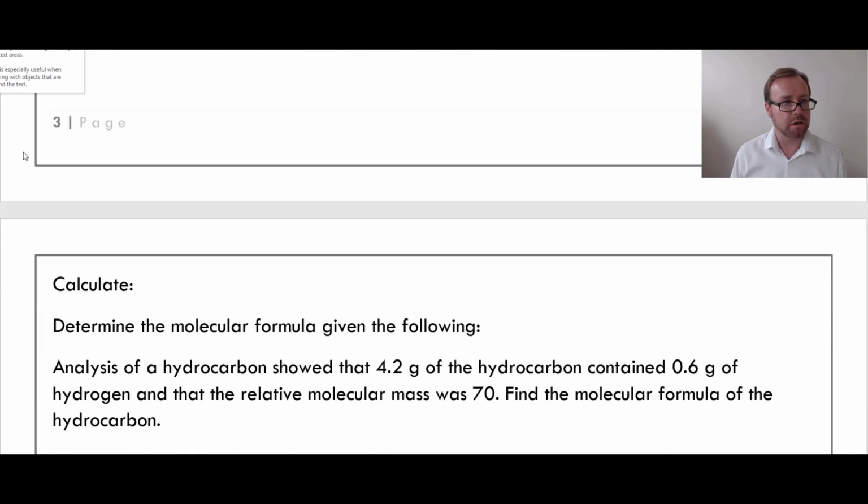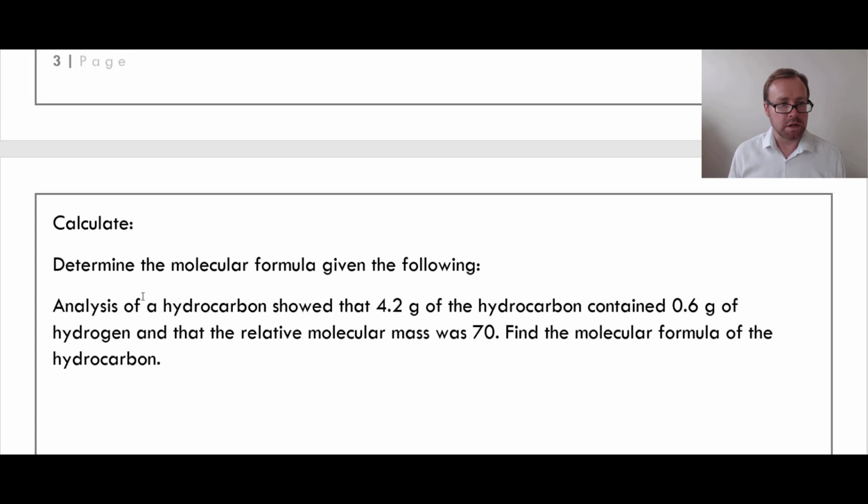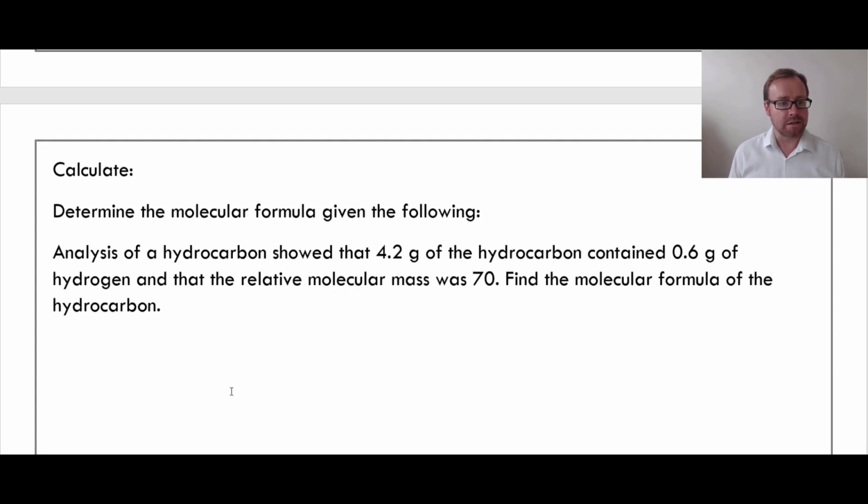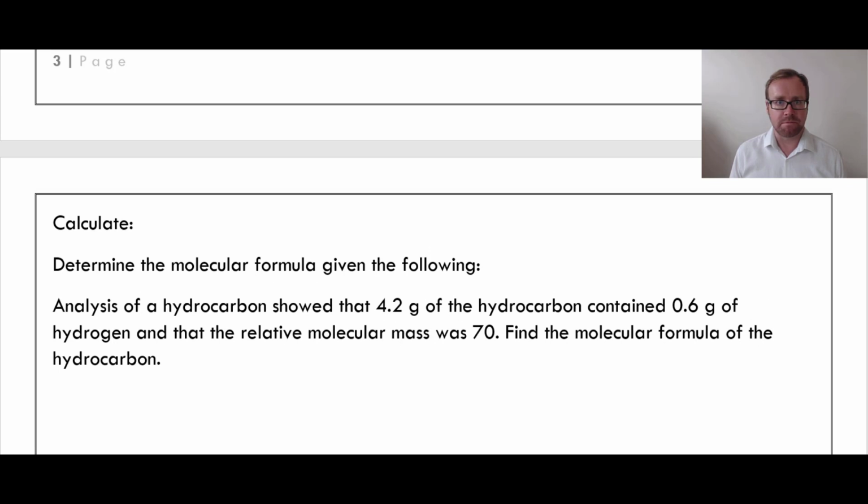Okay, so moving on, your turn. So we are going to do a calculation. Determine the molecular formula given the following. Analysis of a hydrocarbon showed that 4.2 grams of the hydrocarbon contained 0.6 grams of hydrogen and the relative molecular mass was 70. Find the molecular formula of the hydrocarbon. I'll give you about 5 minutes to have a go at this calculation.